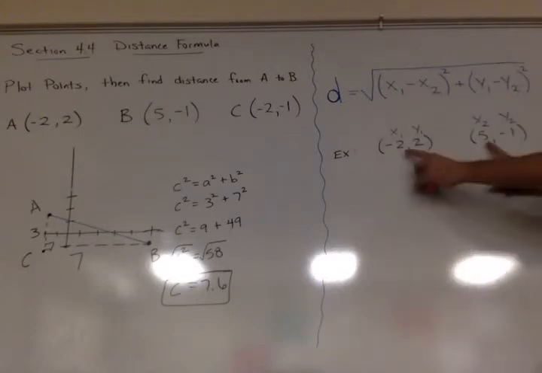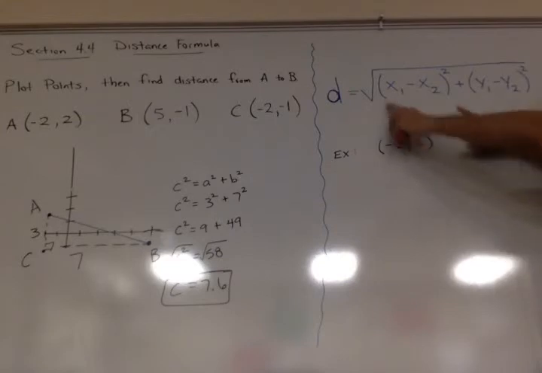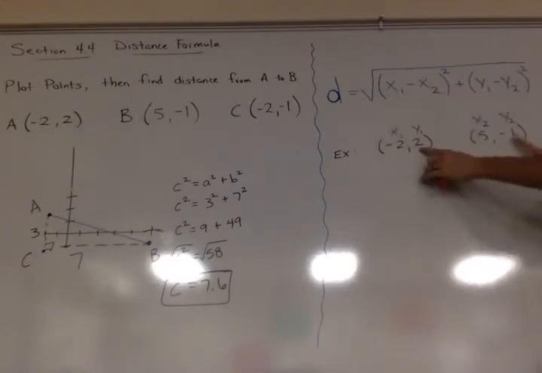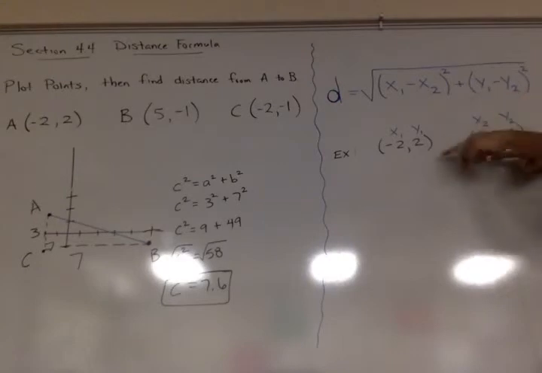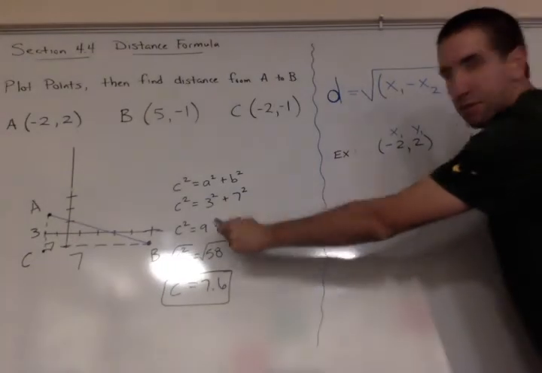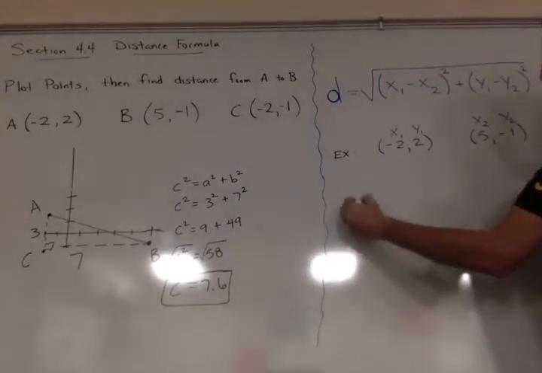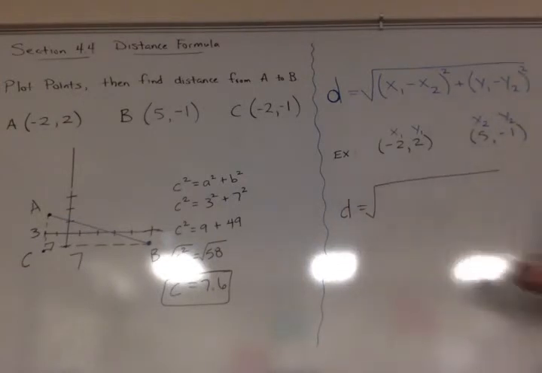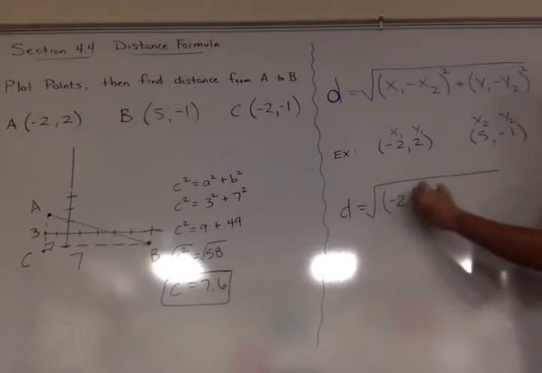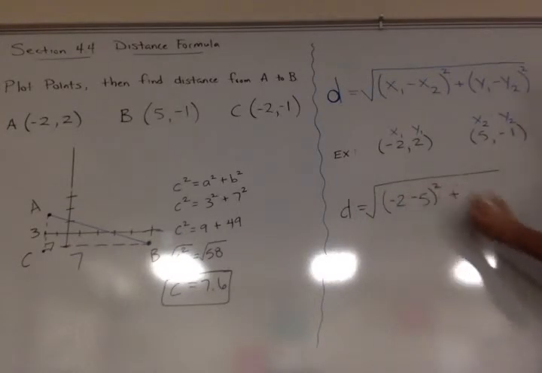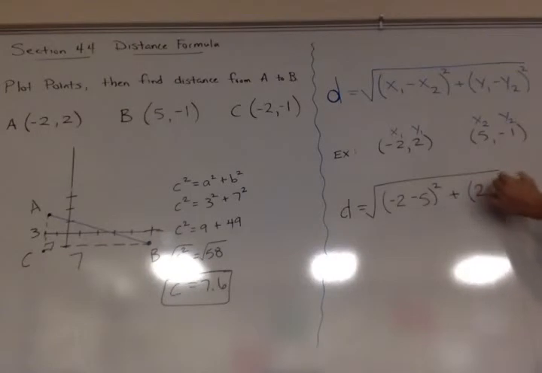We can put negative 2 and 5 into x1 and x2. We can put 2 and negative 1 into y1 and y2. I'm going to go ahead and do that now. As we start to make these calculations, you're going to see some of the same numbers from here come up on this distance formula problem. So we've got d equals the square root of negative 2 minus 5 squared plus 2 minus negative 1 squared. All of that is under the square root.